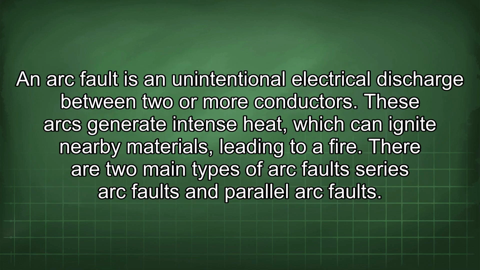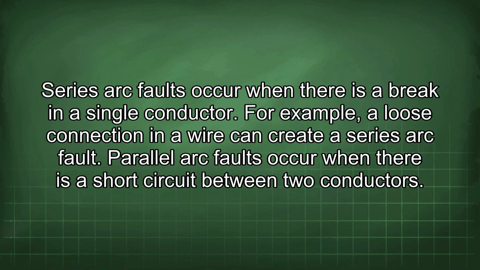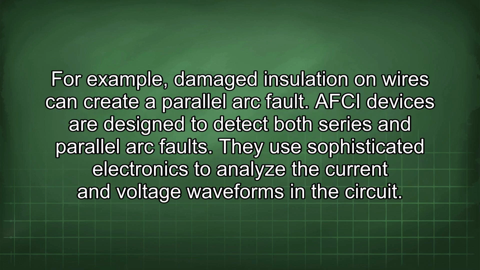An arc fault is an unintentional electrical discharge between two or more conductors. These arcs generate intense heat, which can ignite nearby materials, leading to a fire. There are two main types of arc faults: series arc faults and parallel arc faults. Series arc faults occur when there is a break in a single conductor. For example, a loose connection in a wire can create a series arc fault. Parallel arc faults occur when there is a short circuit between two conductors. For example, damaged insulation on wires can create a parallel arc fault.